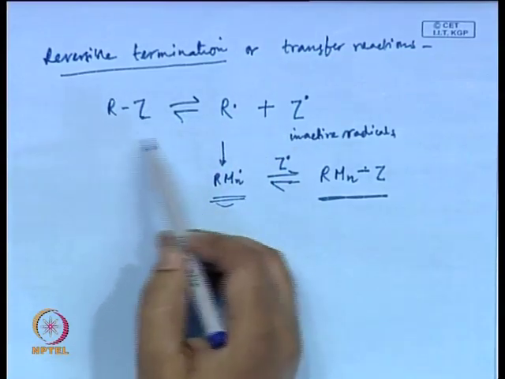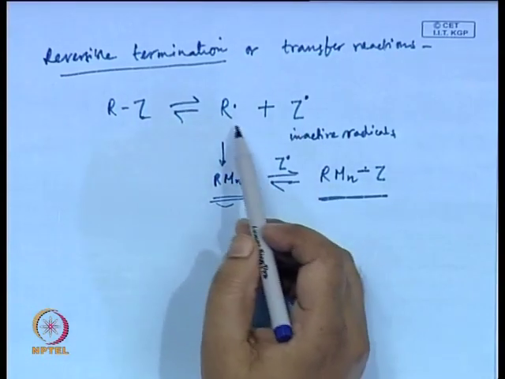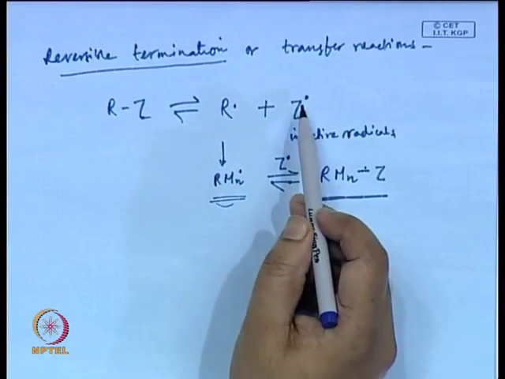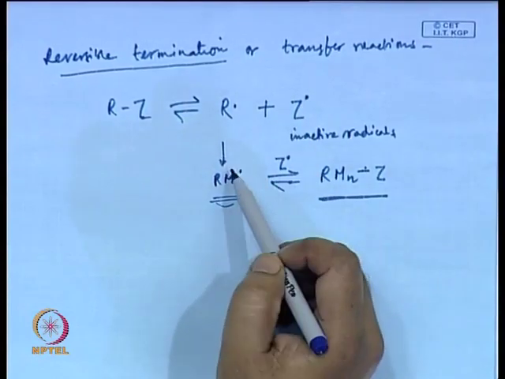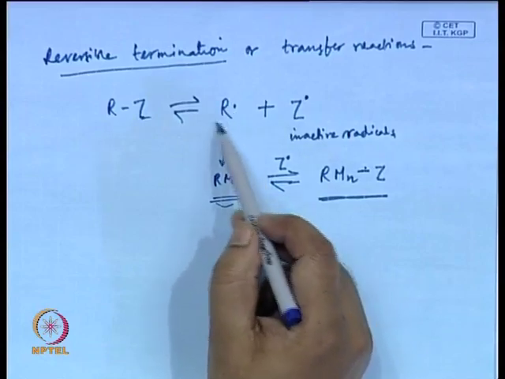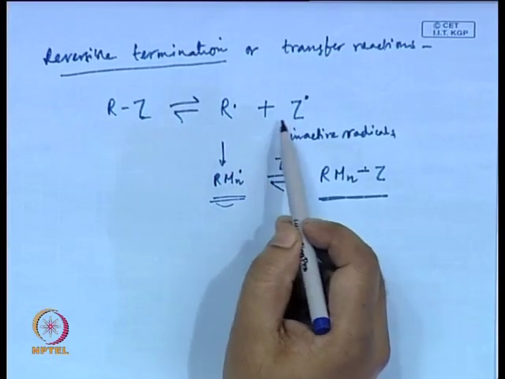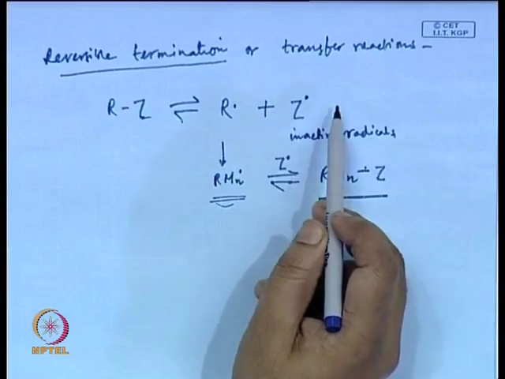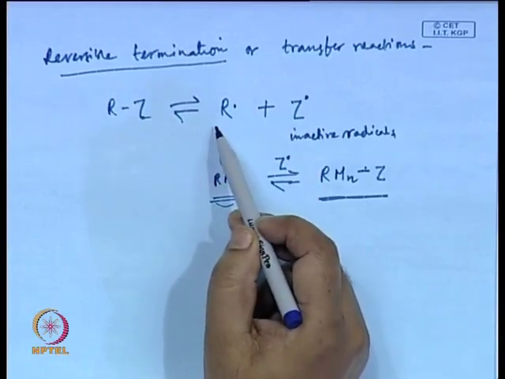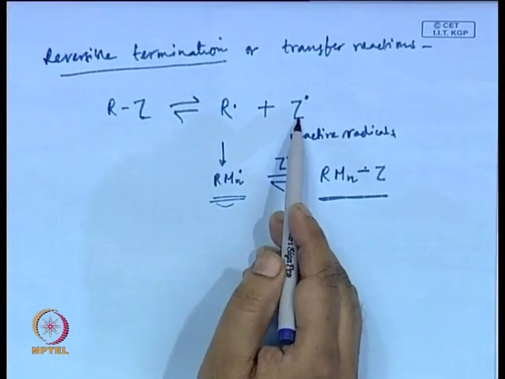So, one more time, if you have an initiator which reversibly forms this R dot and Z dot, where R dot is an active radical and Z dot is an inactive radical because of its structure, then what happens? Only R dot undergoes polymerization or propagation reaction. Now, at the very beginning, the concentration of R dot is quite high. So, in the beginning, they will undergo some termination reaction till the concentration of Z dot is much higher. At the very beginning, this and this form, this might undergo bimolecular termination reaction. So, you get a drop in R dot concentration and you get more and more Z dot at the beginning.